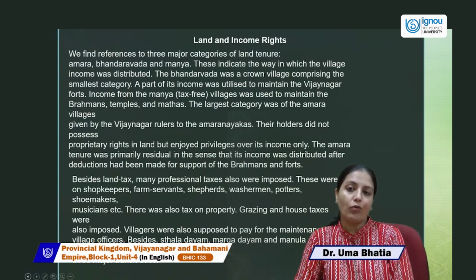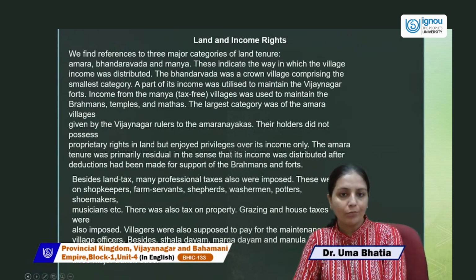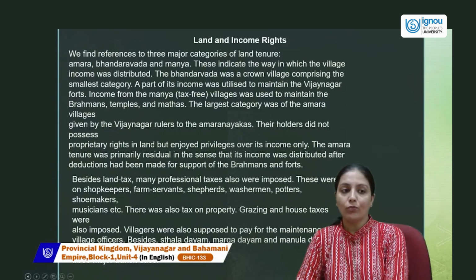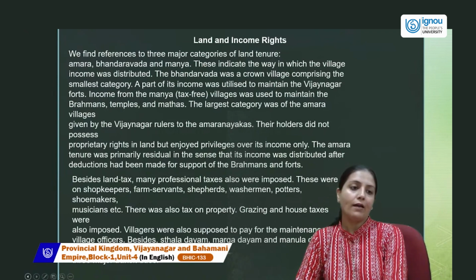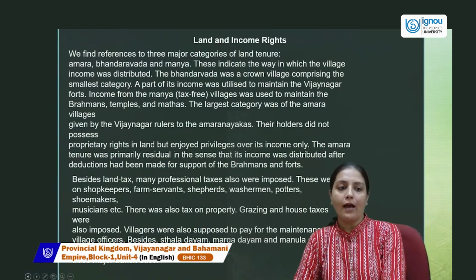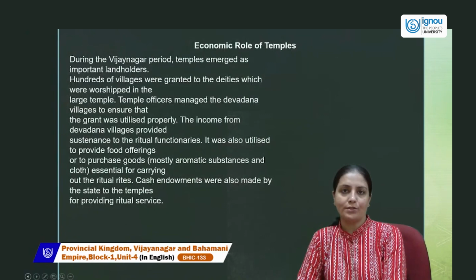The largest category was of the Amara villages given by Vijayanagar rulers to Amara Nayakas. Their holders did not possess property rights in land but enjoyed privileges over its income only. Their incomes were large and they enjoyed that very much. The Amara tenure was primarily residual in the sense that its income was distributed after deductions had been made for the support of Brahmins and forts.